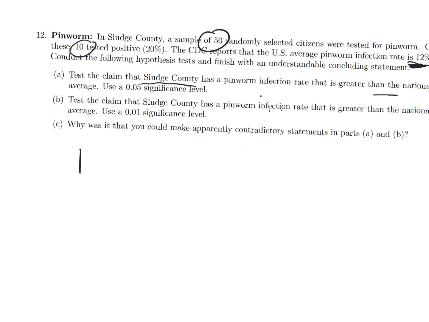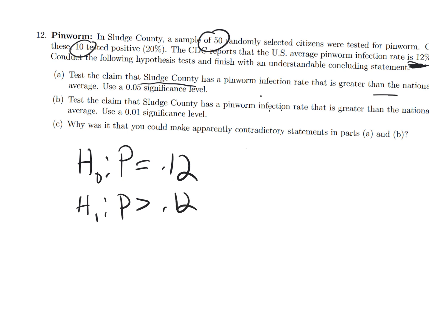Remember, H0 is always a statement of no difference, and we're talking about a proportion here. So we would say the proportion of people in Sludge County who have pinworms is no different than the national average. But the claim is that there's a greater infection rate, so we'll make it a right-tailed test. And this is actually the claim that we're testing.